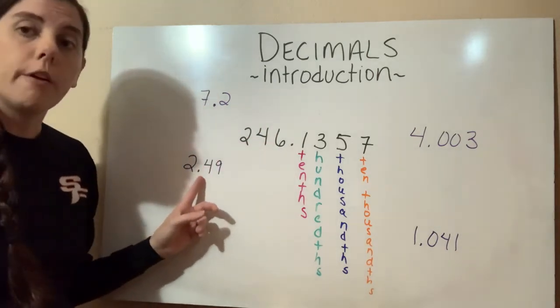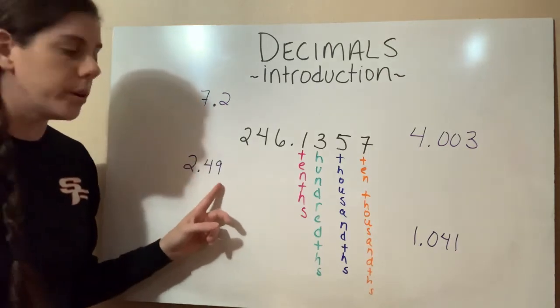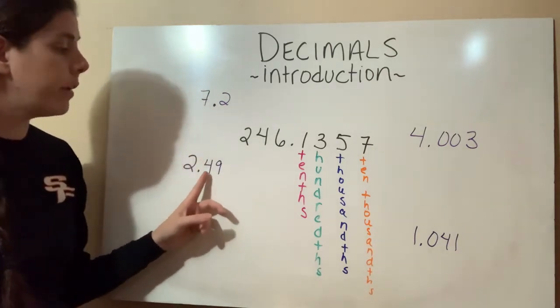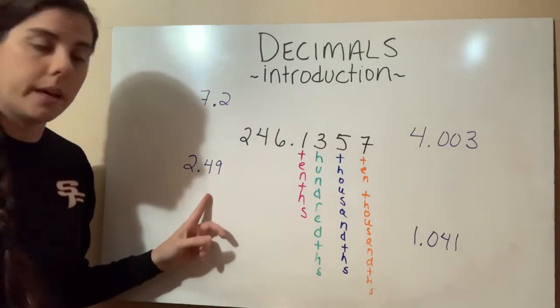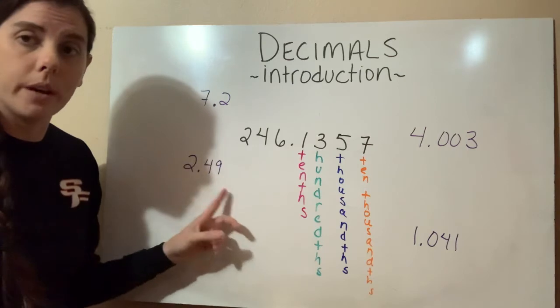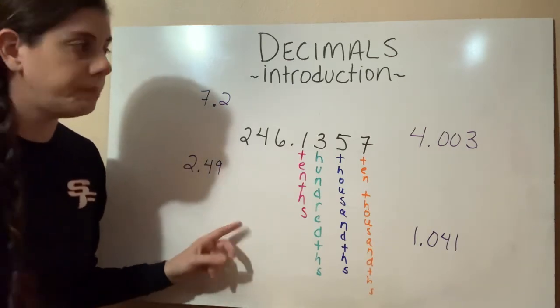2 and 49 hundredths. So we say 49 hundredths because the last place value that we go to is the hundredths. So we have 4 in our tenths place and 9 in our hundredths place. So since both place values are being used, we would say 49 hundredths.